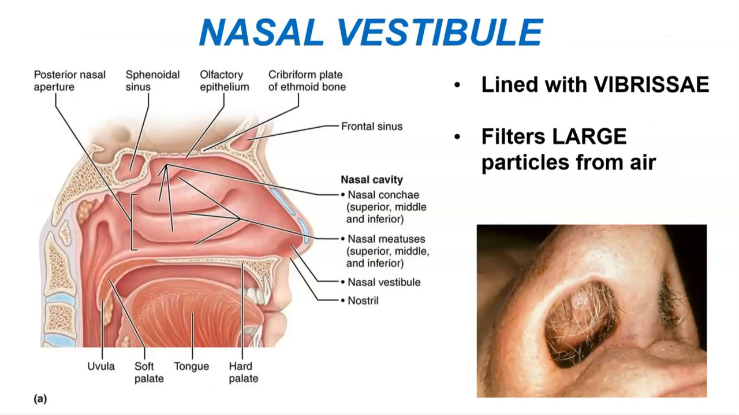The nasal vestibule is a small chamber that's located just inside of the nostril, and the nasal vestibule is lined with vibrissae, that is small coarse hairs that function to filter large particles and dust from the inhaled air.